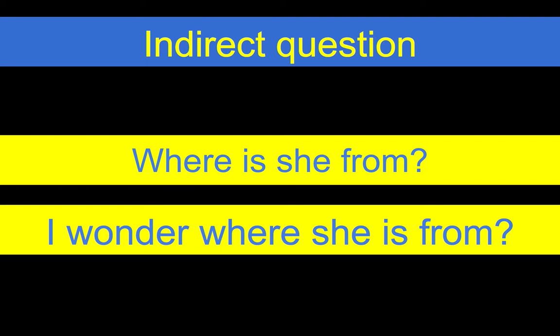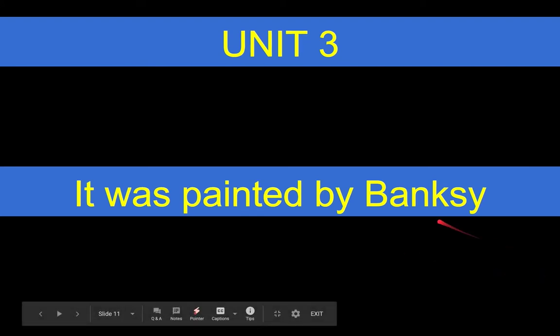Okay, and moving on, we can check Unit 3. Unit 3's title, It Was Painted by Banksy. So Banksy is an artist. He's a famous street artist from England. And if you are talking about it, we are talking about his famous painting. So it was painted by Banksy. We have to change from Banksy painted it.